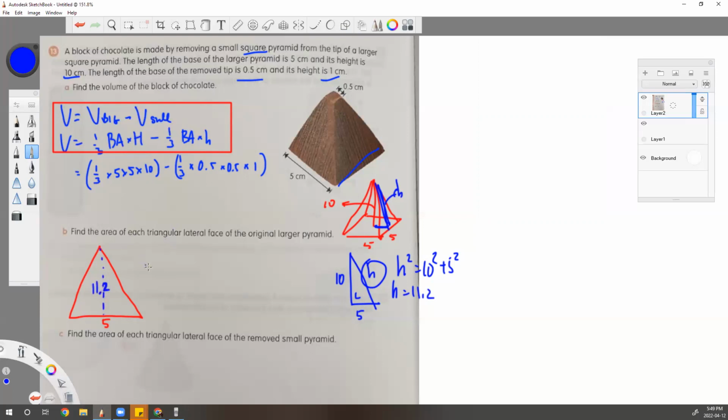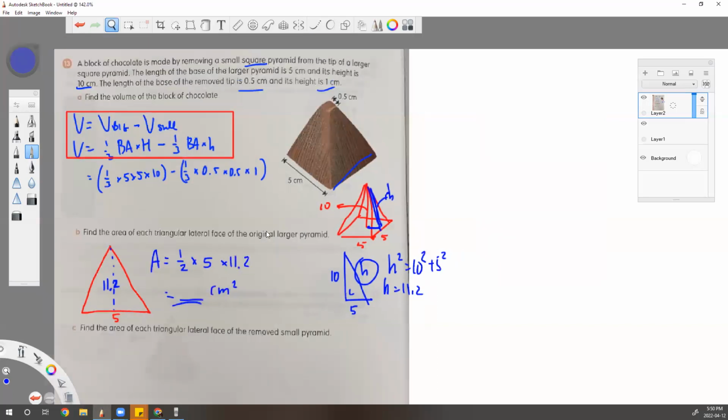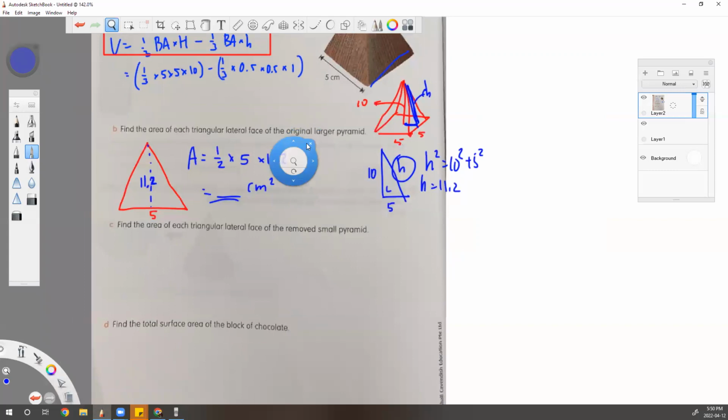So area of one only. The area of the triangle is 1 over 2 times 5 times 11.2, and we get the answer in m squared. Find the area of each triangular lateral face of the removed small pyramid.